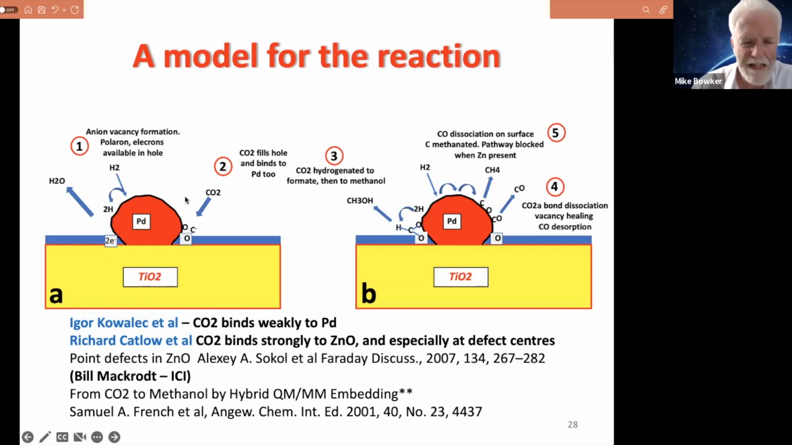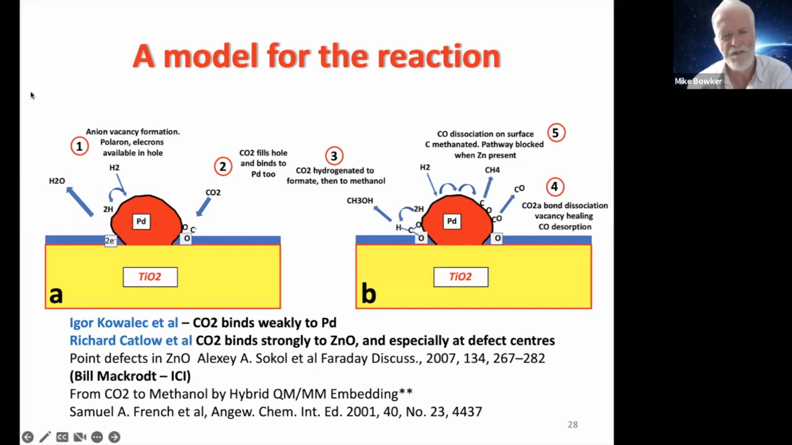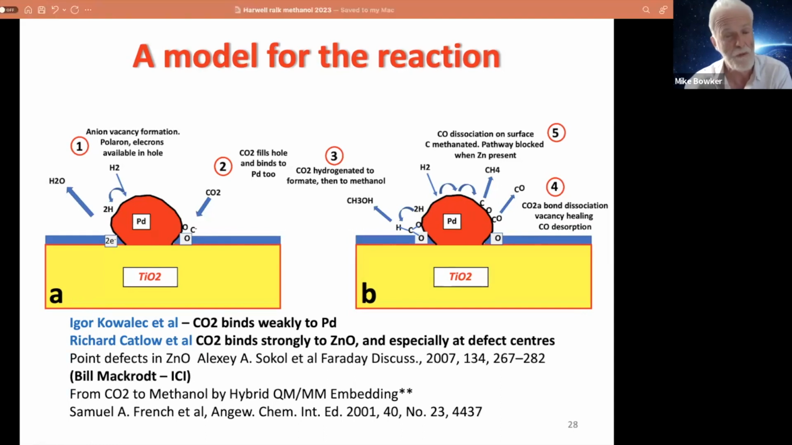So perhaps that eliminates CO2 adsorbing directly on the palladium. Much more likely is, as I showed in the earlier slides, CO2 can adsorb on zinc oxide. The zinc oxide data I showed you earlier were for a low temperature reduced zinc oxide that we believe had defects present at the surface.